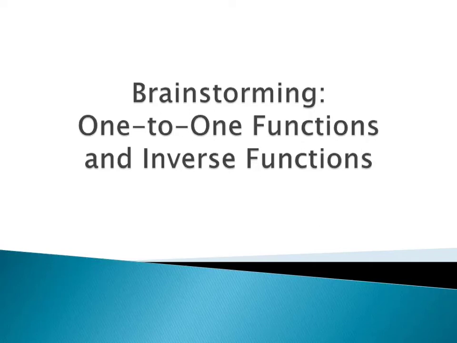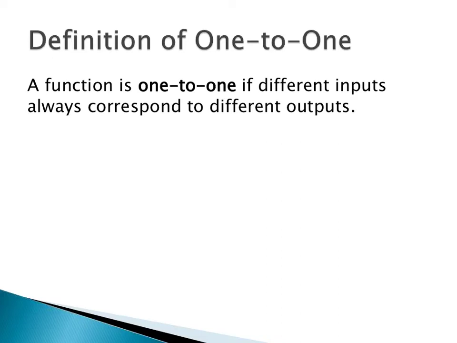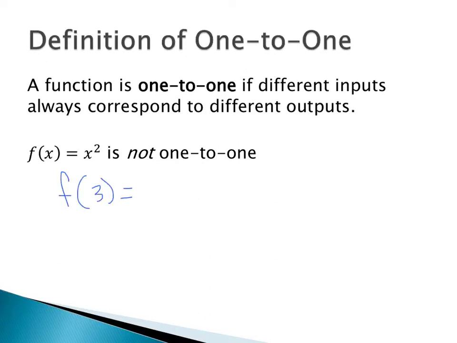Let's take a look at one-to-one and inverse functions. A function is one-to-one if different inputs always correspond to different outputs. For example, let's take a look at the function f of x equals x squared. We can think of two different x values or inputs that give us the exact same output. In other words, f of 3 equals 3 squared, which is 9, and f of negative 3 squared equals 9.